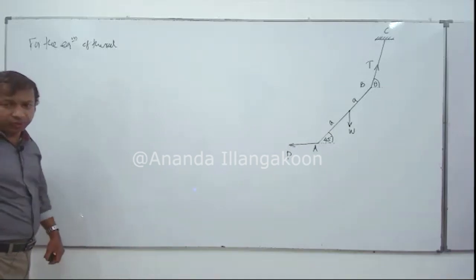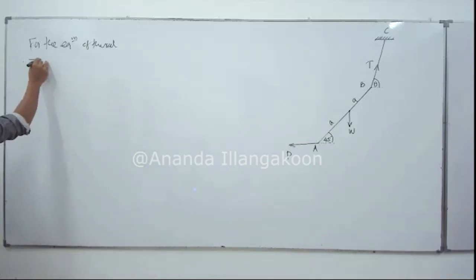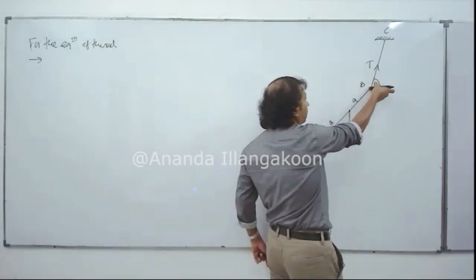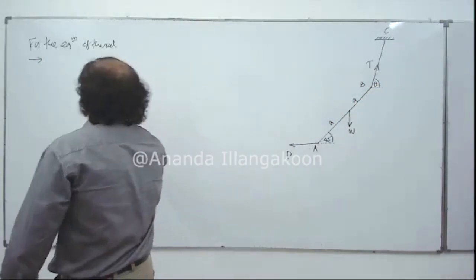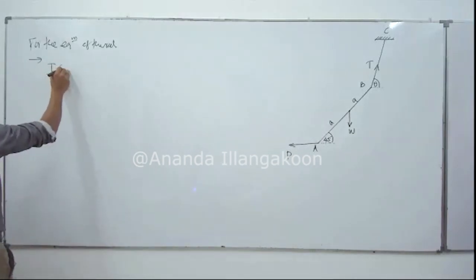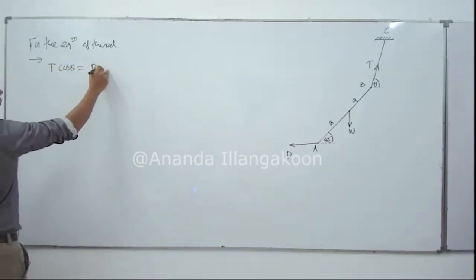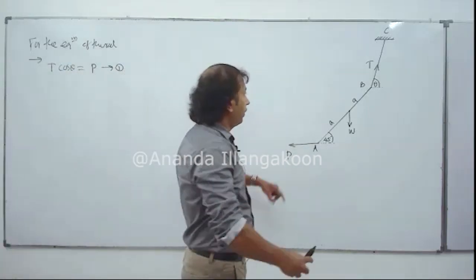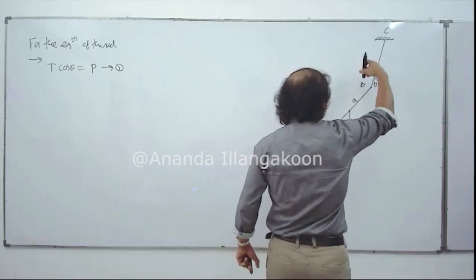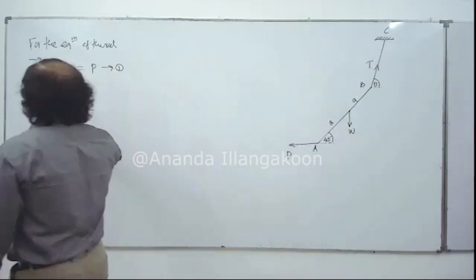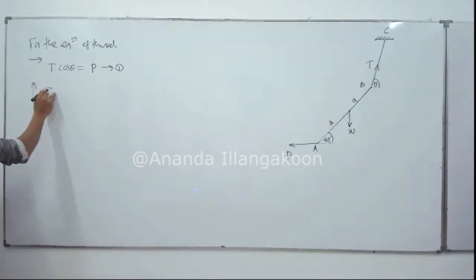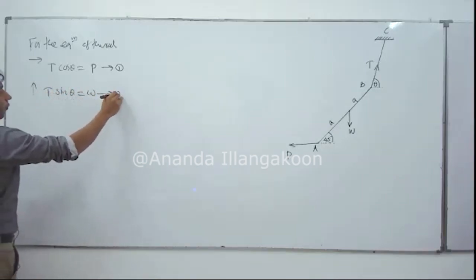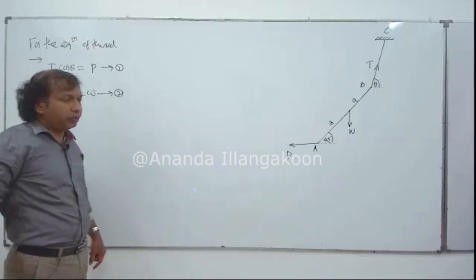For the equilibrium of the rod, resolving horizontally, what do you get? T cos theta equals P. Number 1. Resolving vertically, T sin theta equals W. Number 2. And then we'll take moments.